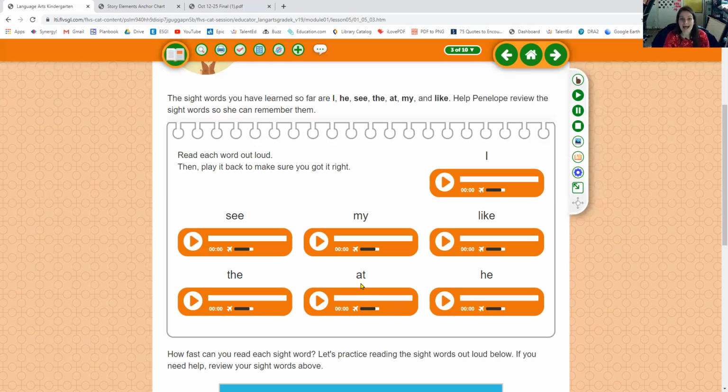This word is at. What is it, friends? At. Look at the word. Don't look at me. At. One more time. At. And then this one we use for boys and men. It is he. Look at the word, read it. He. Look at the word, read it. He.